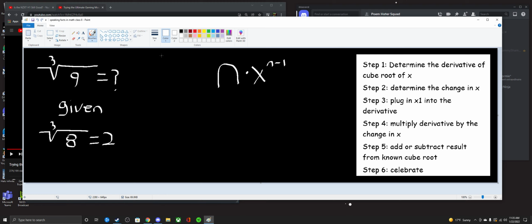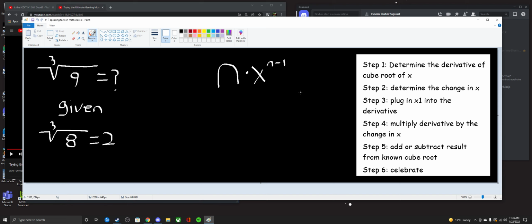Hey everyone, today I'm going to be showing you how to estimate cube roots with a little bit of calculus. So, let's say you want to find the cube root of 9, given that the cube root of 8 is 2. We can estimate this using a couple things. So I've written out the steps here.